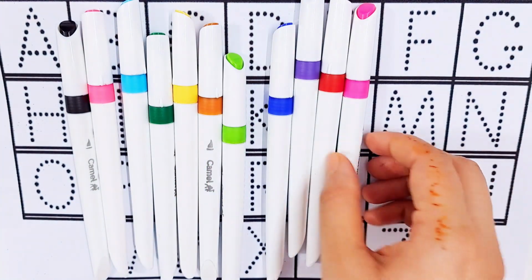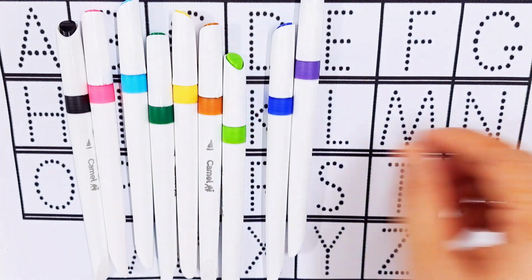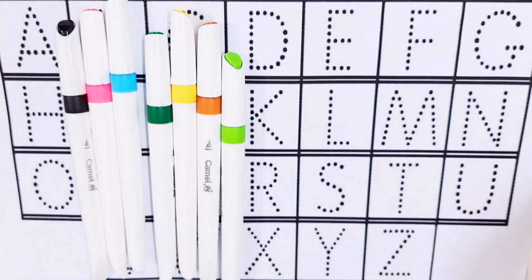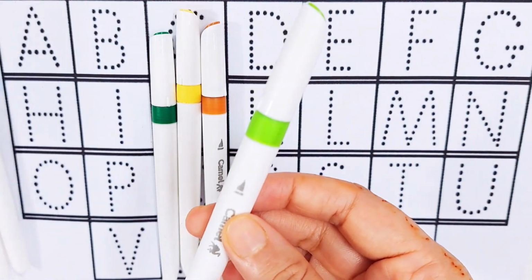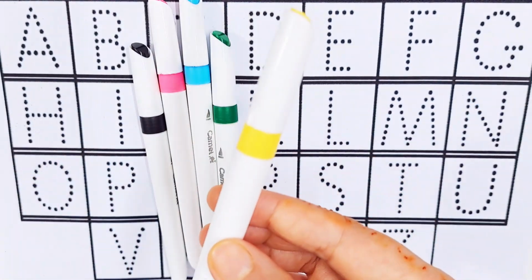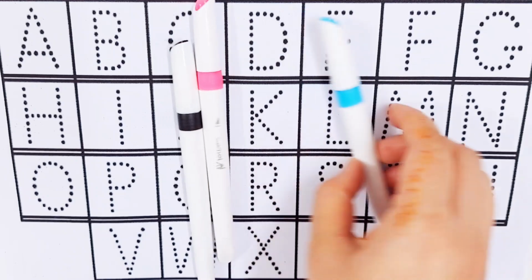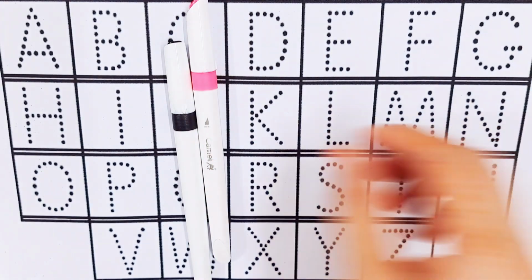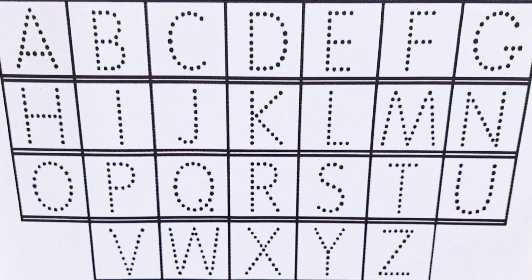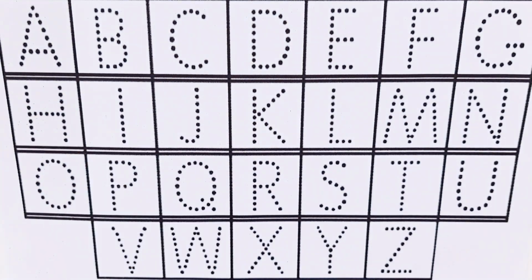Orange color, purple color, red color, violet color, dark blue color, light green color, brown color, yellow color, dark green color, light blue color, pink color, black color. Let's try to learn some alphabets.